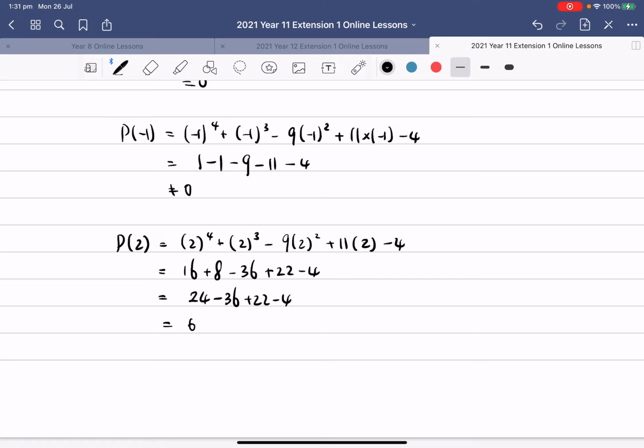So therefore, you can't answer it. All right, it's not the solution. All right, so nope, not P2. And we can continue the process by checking a P negative 2.